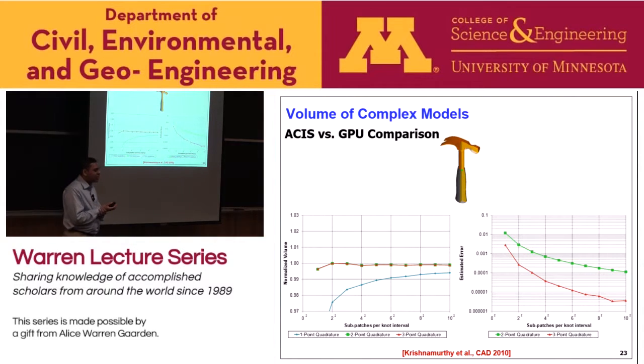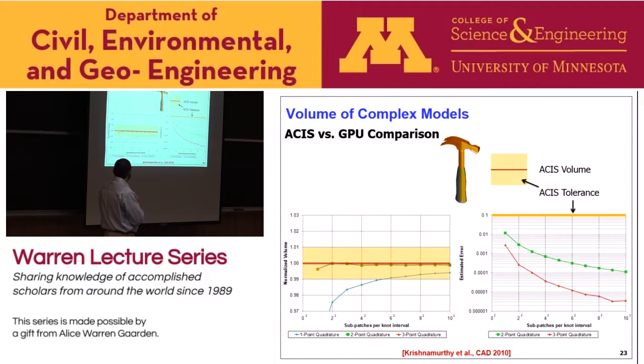Now for complex CAD models, we can't have a theoretical volume, so what we did was compare with ACIS, which is a solid modeling kernel that can compute the volume, but on the other hand, we don't really know whether the volume computed by ACIS is the correct volume. So in our case, we found that the ACIS volume also comes with a tolerance, and the GPU computed volume was within this tolerance with a small number of patches. And not only that, we can also compute theoretically the errors in our algorithm, and these errors were much lower than the actual ACIS errors.